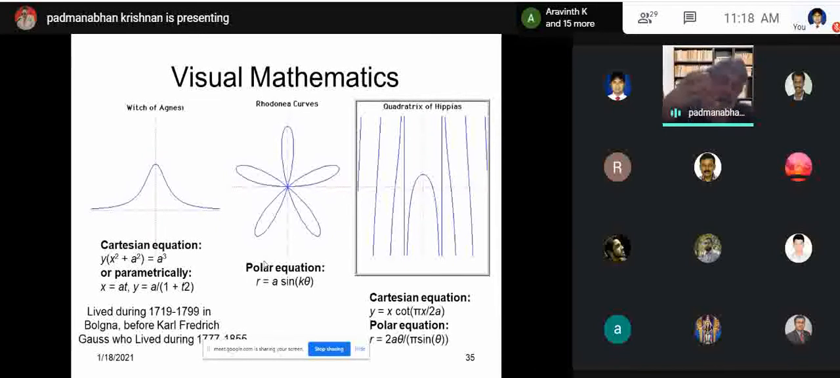y multiplied by x squared plus a squared is equal to a cubed. This particular distribution, which is not Gaussian, doesn't look like a Gaussian distribution. Actually, it can be fitted to some systems which are too brittle, where you have fracture and the fracture distribution.